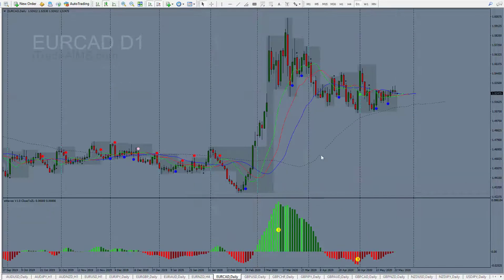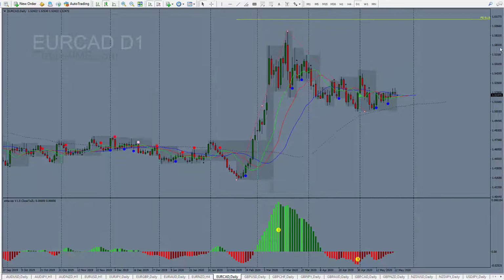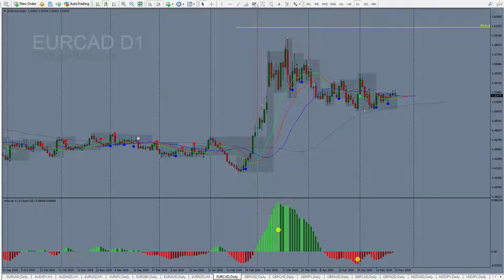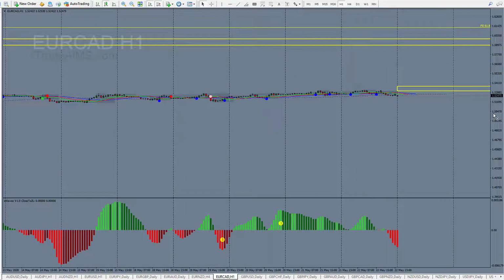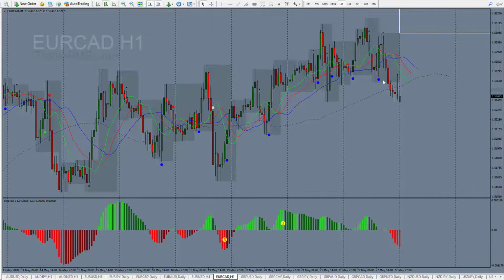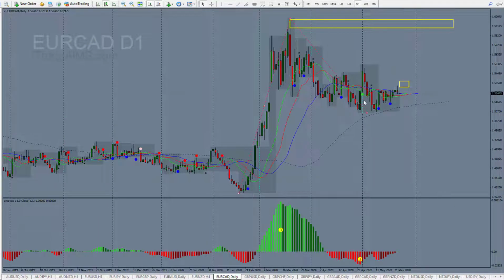Right, next one is the EURCAD. EURCAD has created a very ugly kind of a setup 1 long. Maybe this could go further up from here to those levels, probably these levels again in the next few weeks. When the price goes around to this level, that's when I'll be looking for the setups on the hourly chart. Right now it's just ugly, so let's go next.